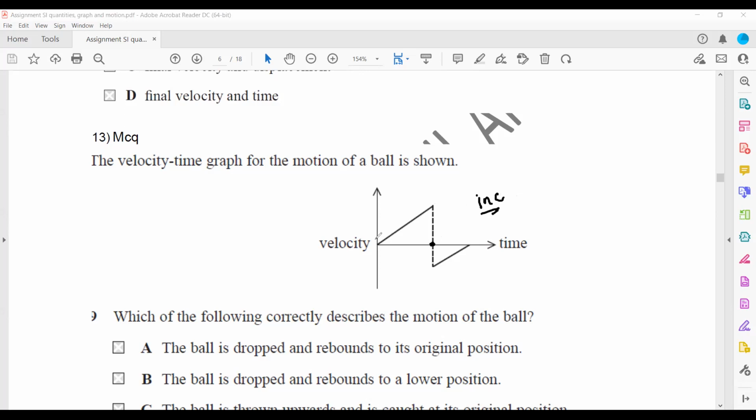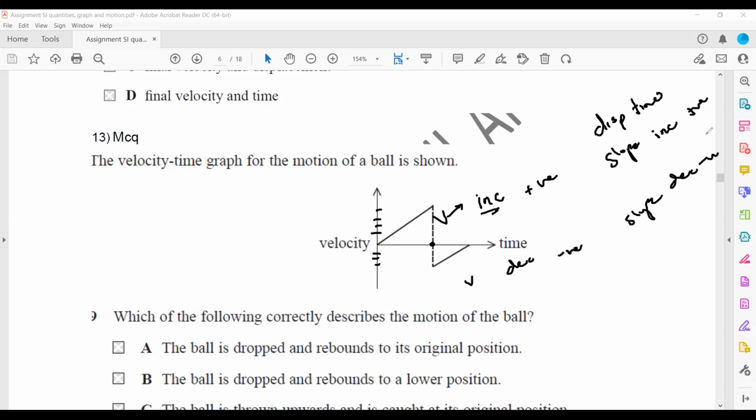When we check the velocity, the value of the velocity is increasing and it is positive. Then the velocity value is decreasing and it is negative. And remember, if we have a displacement time graph, so what happened to the displacement time graph? The slope represents the velocity. So if this is what happened to velocity, what happened to slope? The slope should increase and it should be positive. And then the slope should decrease and the value of the slope should be negative.